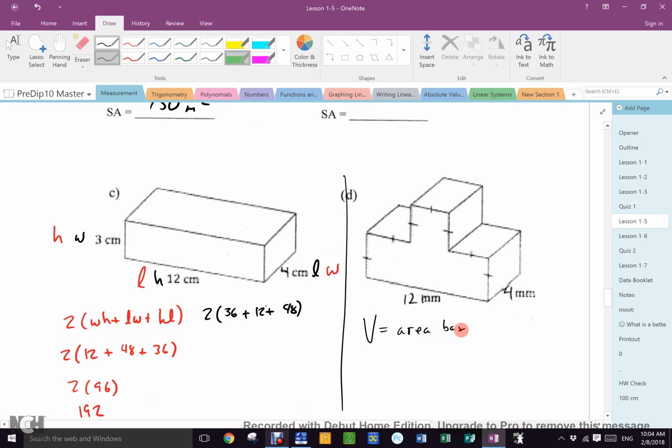Area of base times the height. Now, what is the area of the base? Or what is the base? Answer the question. What is the base? The shape that repeats. What is the shape that repeats here? Squares. It's the 4 by 4 rectangle. Doesn't that repeat?